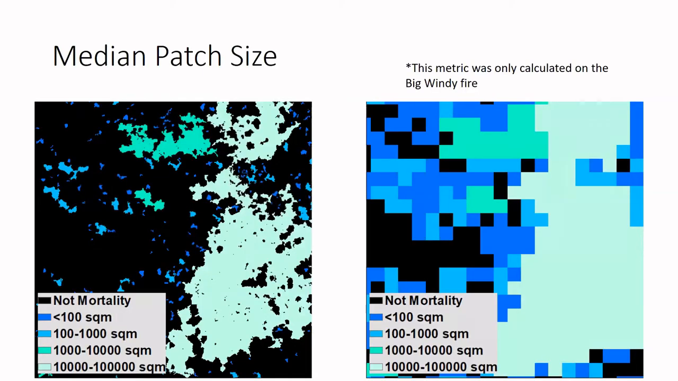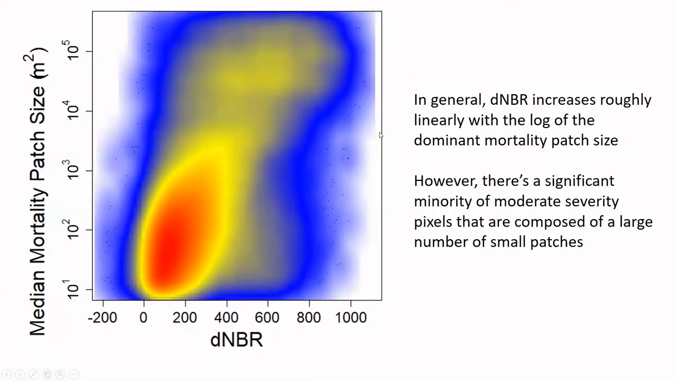So this is another metric I calculated. On the left here, instead of looking at what percentage of a pixel died, I split the mortality patches up by how big they are, and just measured what's the dominant patch size in each pixel. So we can see that we go from things that are all the way up past a hectare to things that are down below 1% of a hectare.